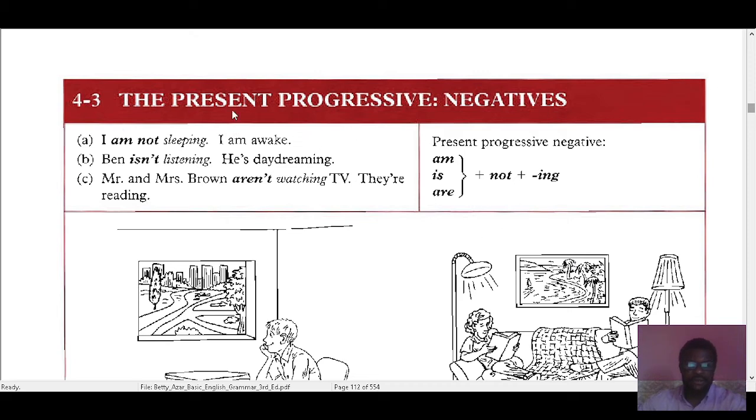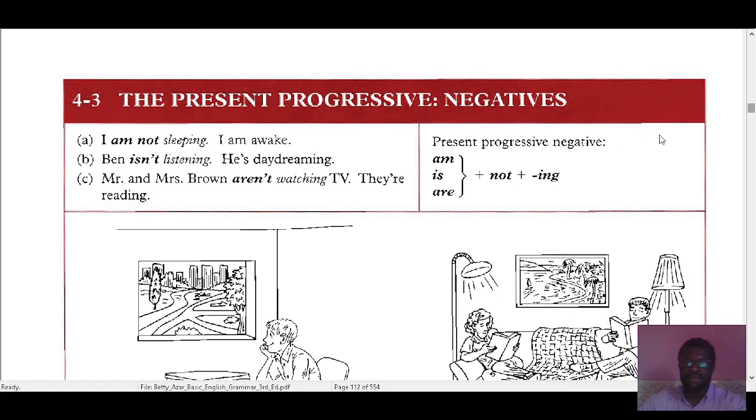So here we've got the present progressive negative. So I'm not sleeping, I am awake. Ben isn't listening, he's daydreaming. Mr. and Mrs. Brown aren't watching TV, they are reading.